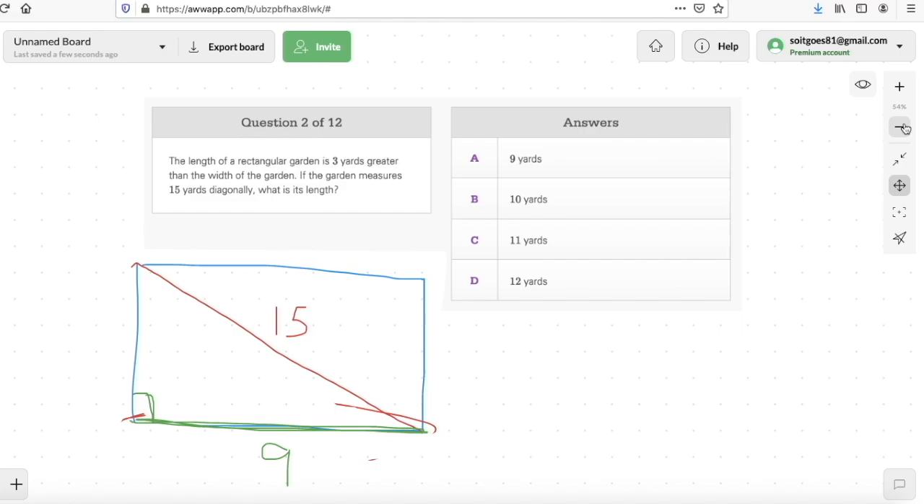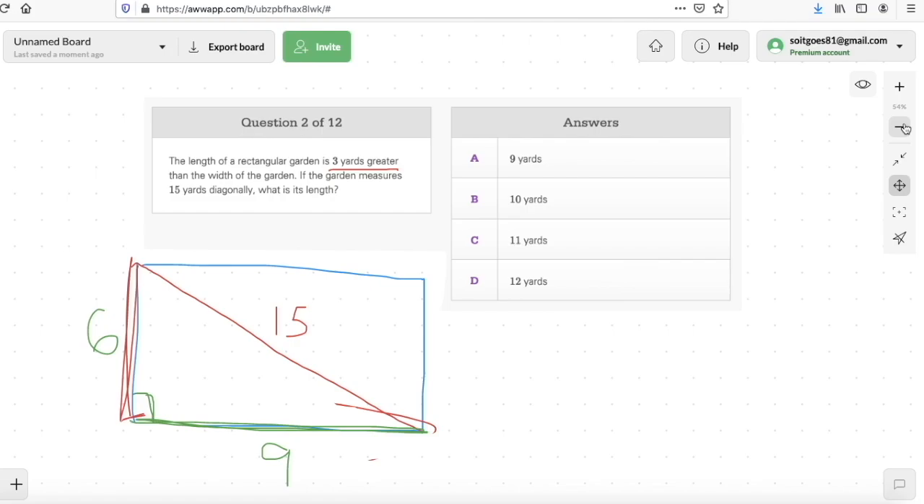Okay? If the base is 9, what's this length right here? Or I should say the width. If the length is 9, what's the width of that rectangle? 6. It's got to be 6, right? This is like that other question we worked on, where it says the length is 3 yards greater than the width. So if the length is 9, the width has to be 6. Does that make sense?